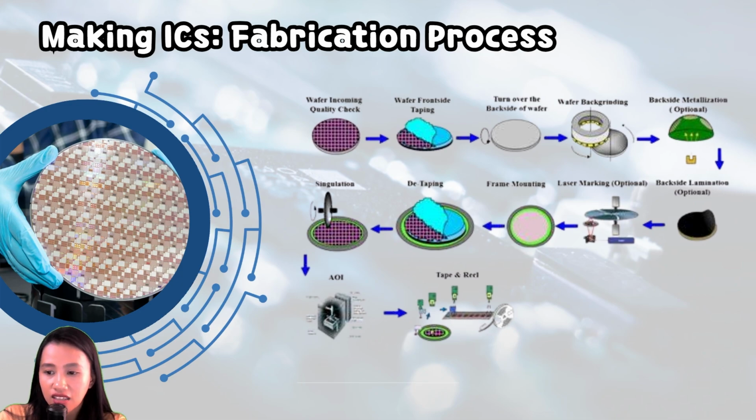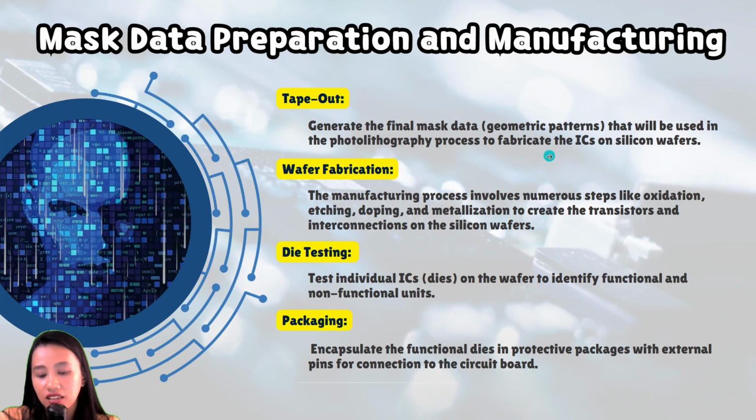Laser marking, again, it's also optional. But yung frame mounting, yung D-taping natin, kanina, nilagay mo yung taping for the etching, etc. The metallization, ano pa ba? Ionization, nilagay mo yun siya kanina. Ngayon naman, tatanggalin mo yun siya. And singulation, yung pag-iisa-isa na, parang ready na siya para maging individual ICs, AOE, and then tape and reel. Nilagay mo na siya sa IC board. So, tape out, again, ito yung kanina, mass data preparation and manufacturing.